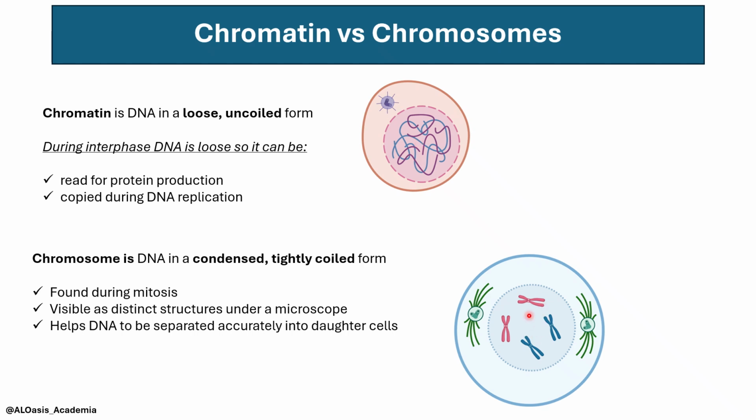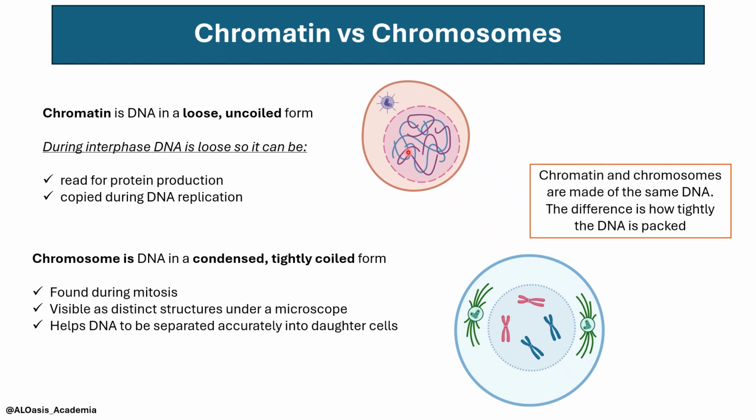Why is it important for the cells to have these chromosomes during mitosis? Because this will allow the spread of the DNA between the two daughter cells to be more accurate, and prevent any mistakes. It's going to be much more difficult to split the DNA into two daughter cells if it is in a loose form. So just generally, chromatin and chromosomes are made of the same DNA. They are just terms used to refer to how tightly the DNA is packed.